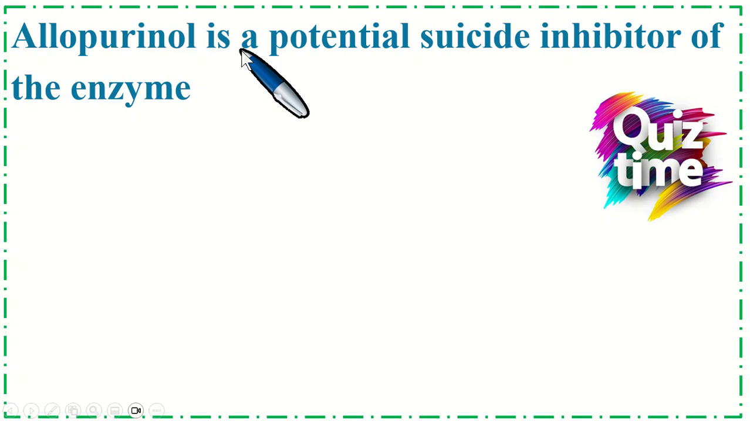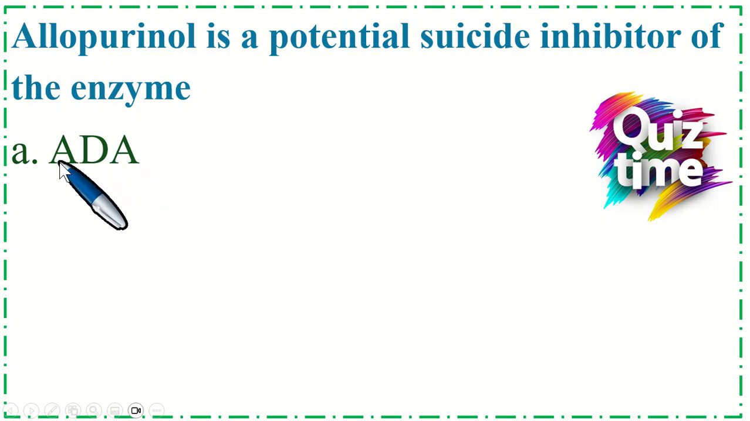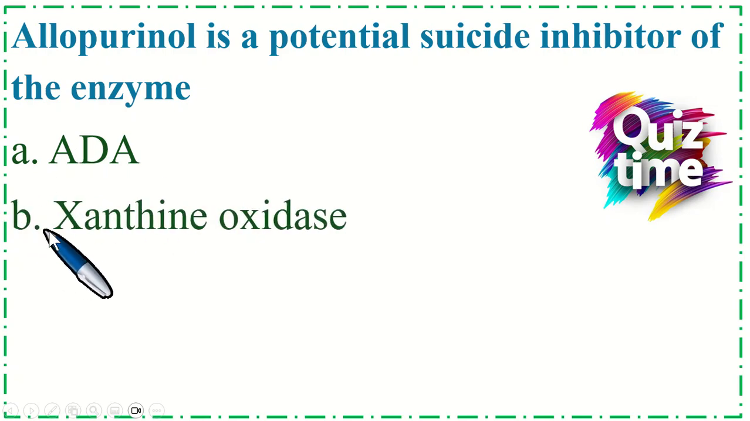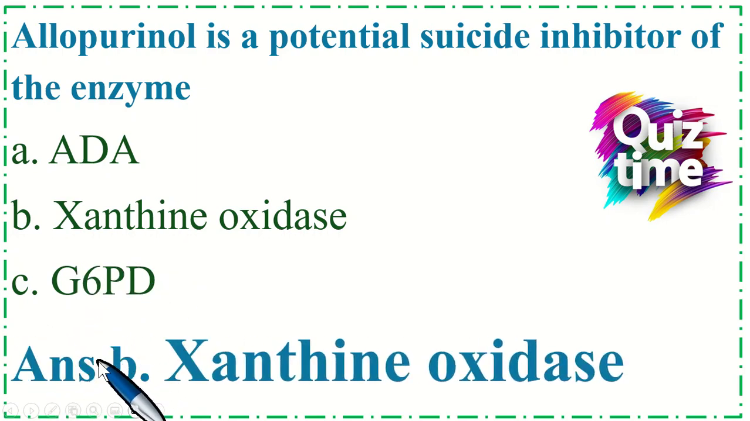Allopurinol is a potential suicide inhibitor of the enzyme. Option A ADA, B xanthine oxidase, C G6PD. Correct option is B xanthine oxidase.